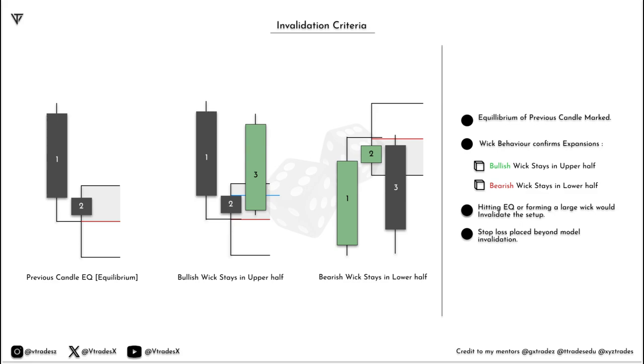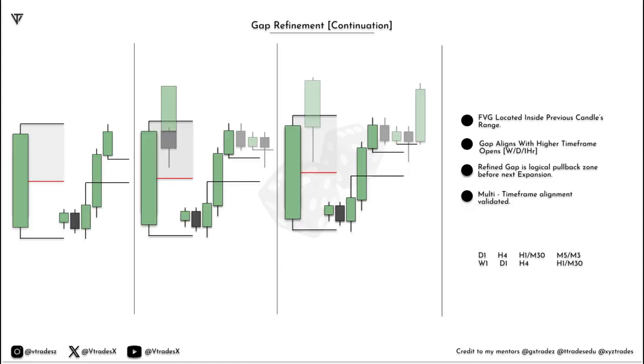This is where entries get clean. I don't like chasing price. I let price come back to me. I'm looking for fair value gaps inside the previous candle's range that line up with higher time frame opens, weekly, daily, or 1 hour. That refined gap becomes my pullback zone. You'll see price expand, pull back into this gap, and then continue. That pullback is the opportunity, not the breakout.